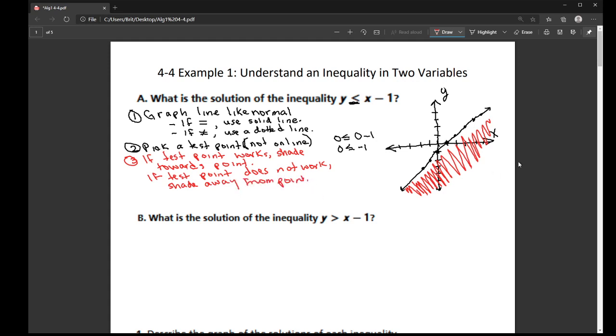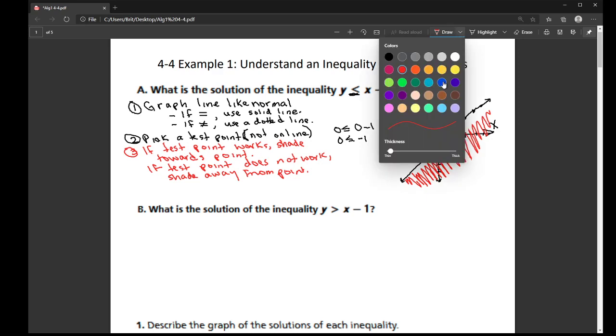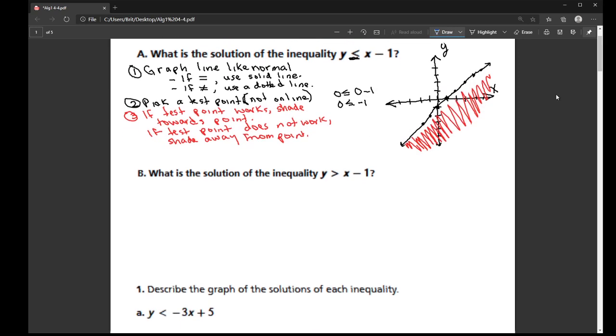And there you have it. So that is how you graph an inequality. And so the solutions are any of the points that are on this shaded side of the line. And it's also any of the points that are on this line because it's a solid line. Let's go ahead and try another one.